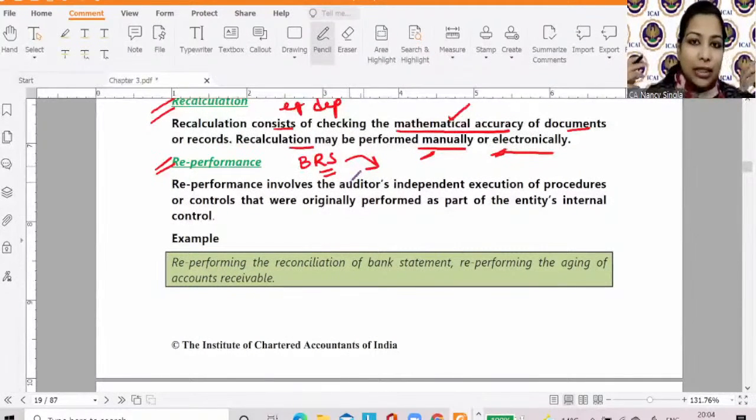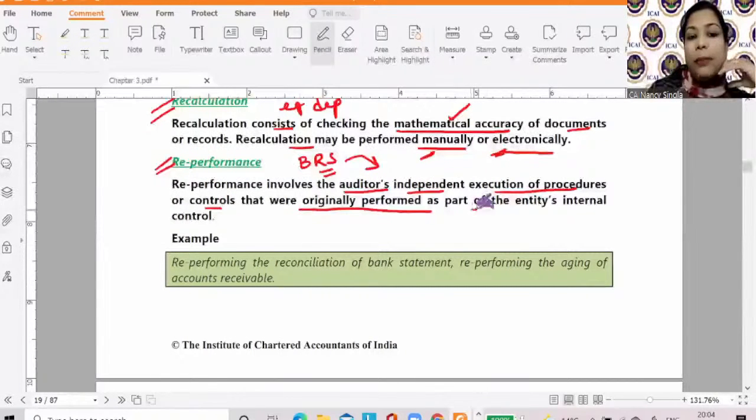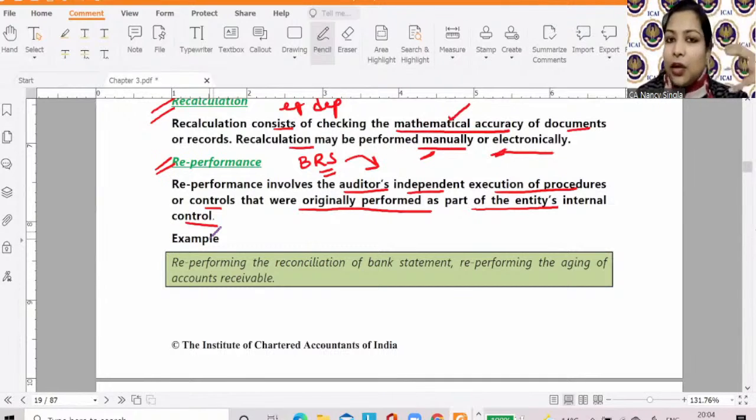पहले management ने किया था, BRS prepare किया था. Now I am independently reperforming. ठीक है, management का involvement नहीं है. I am independently performing this procedure. So it involves auditor's independent execution of procedures or controls that were originally performed as part of the entity's internal control. Originally management ने perform किया होगा ना, BRS बनाया होगा ना. So I'll independently redo that, reperform that. Why? In order to see whether that is correct or not. ठीक है, समझ आता है.